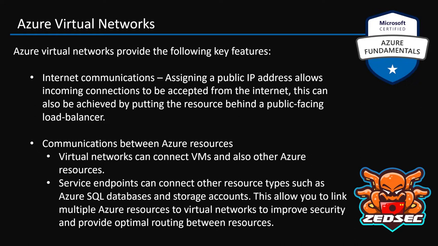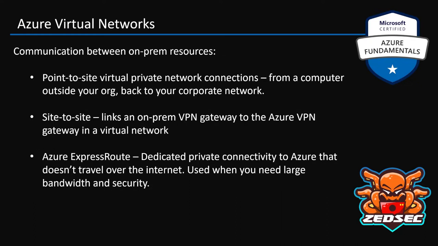Anyway, this basically allows you to link multiple Azure resources to virtual networks to improve security and provide optimal routing between resources. Communication between on-prem resources. So a point-to-site virtual private network, that's from a computer outside your organization back to your corporate network. You've got a site-to-site, which links an on-prem VPN gateway to the Azure VPN gateway in a virtual network. And you've got Azure ExpressRoute, dedicated private connectivity to Azure.